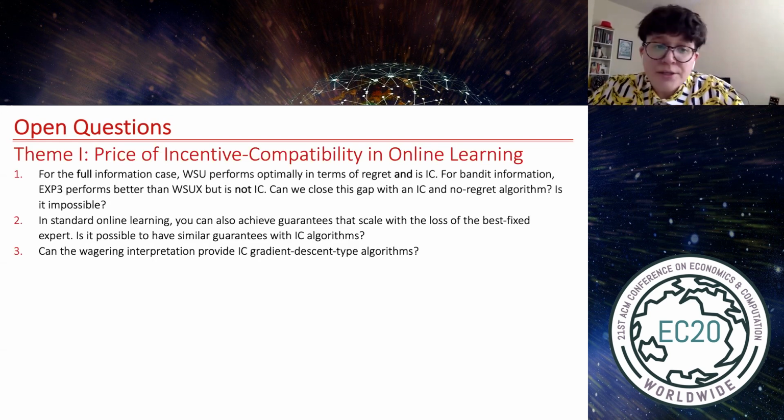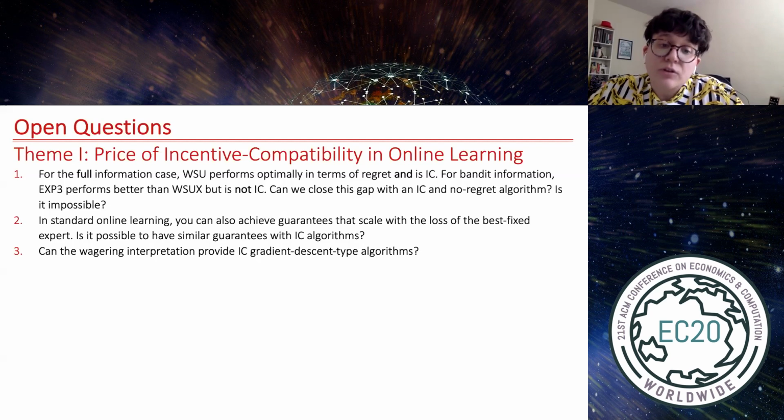There's a general theme, sorry, of measuring the price of incentive compatibility in online learning. So for the full information case, our algorithm, as I told you about, performs optimally and is IC. This is actually the question that we just answered right now. For weighted score update with uniform exploration, we do not know whether it's tight. And we do not know whether it's even possible to achieve the EXP3 type of regret guarantees.